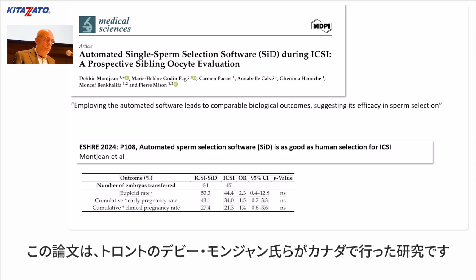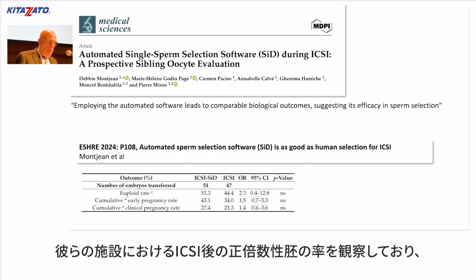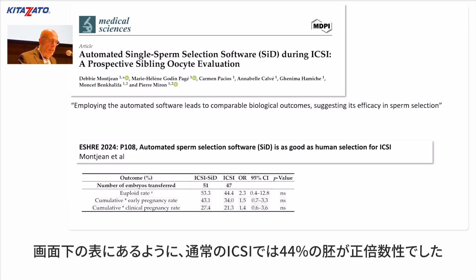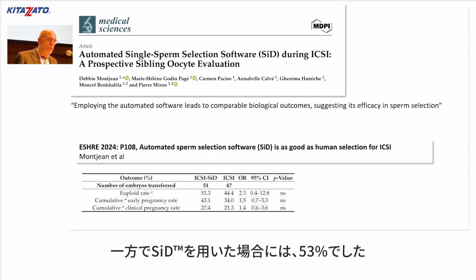Another study, published and done in Toronto by Debbie Monjan and others in a program in Canada, showed this when they looked at the euploidy rate in their lab. When they performed ICSI with SiD, and you can see that here on the bottom of the screen, 53% of blastocyst embryos were euploid, whereas with regular ICSI it was 44%.